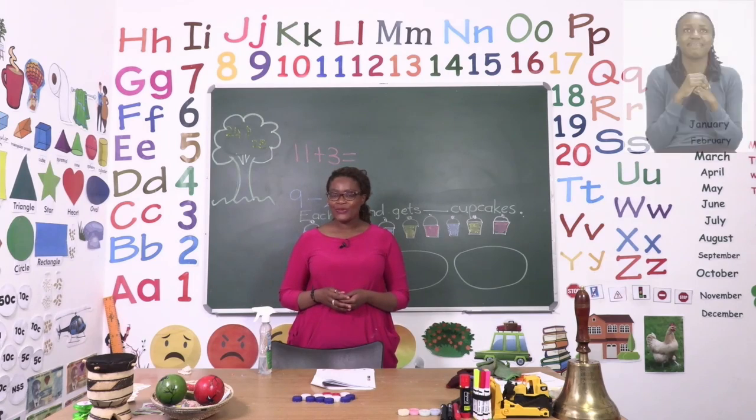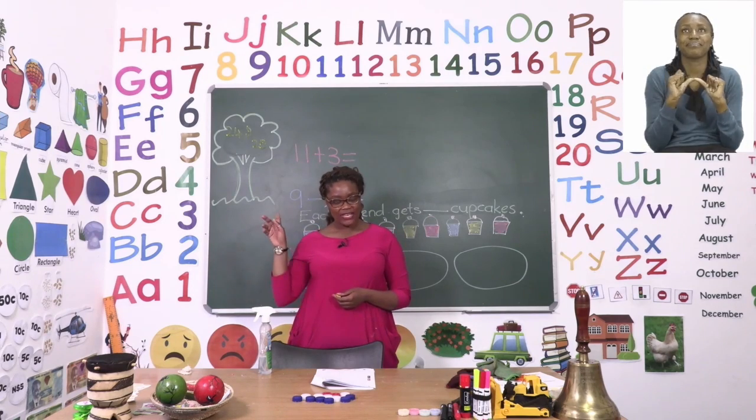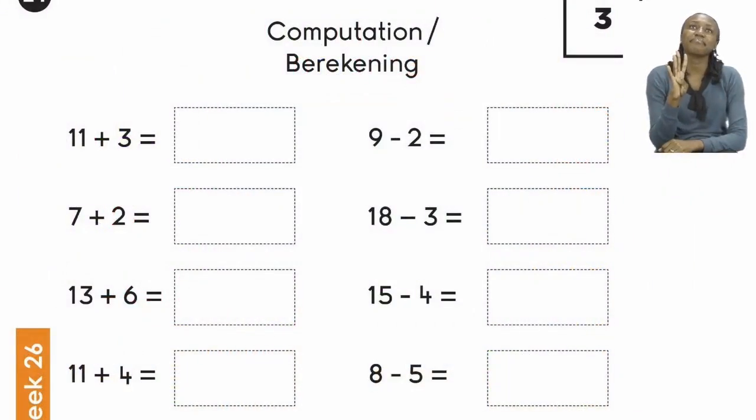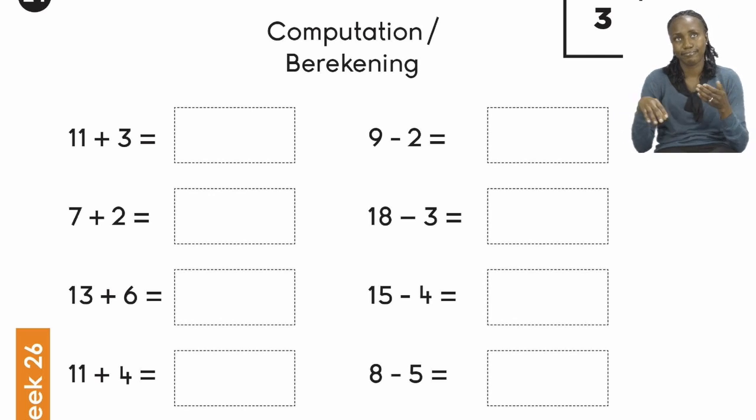Now, grade ones, let's move to the next page, page 24. On page 24, we are going to be doing computation. And the computation we're going to be doing is adding and subtracting. We're going to do the first two together, one for adding and one for taking away. Let's take a look at the board.